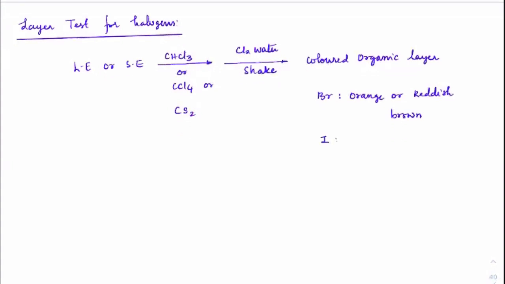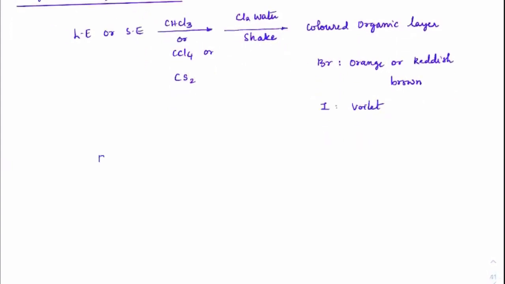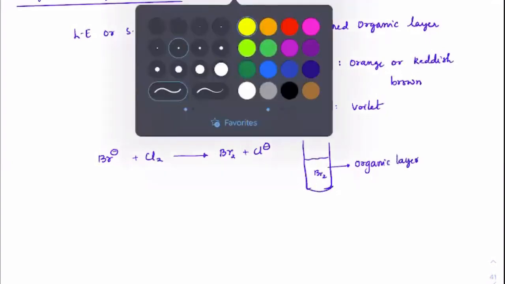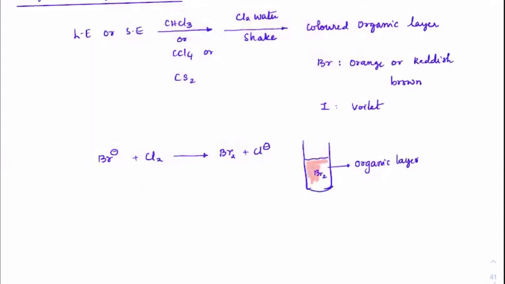If iodine is present, it would be violet in color. What would happen here is, when you are adding chlorine water, any bromide which is present, Br minus, if you treat it with chlorine, the bromide will get oxidized and chlorine will get reduced. And this bromine in the organic layer, if you check it in the test tube, if at all there is Br2 present in this organic layer, bromine will appear reddish in color. So that confirms the presence of bromine.